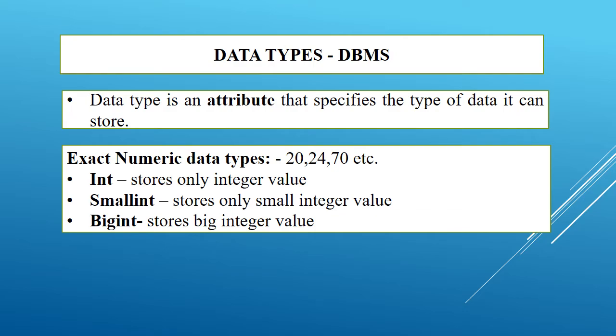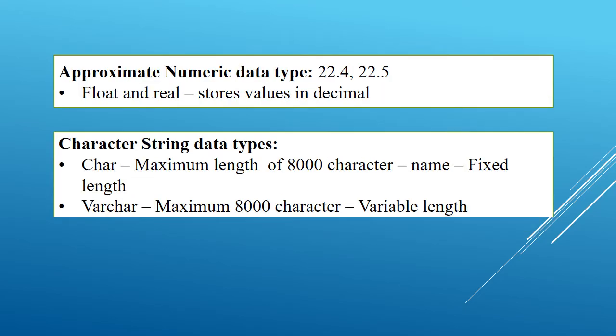First is the exact numerical data type. Examples are int, smallint, and bigint. These data types can only store integer values, like 20, 24, 70. And this is the approximate numerical data type. Here it can store decimal values. Examples are float and real. Float and real are approximate numerical data types because they can store decimal values, like 22.4, 22.5.